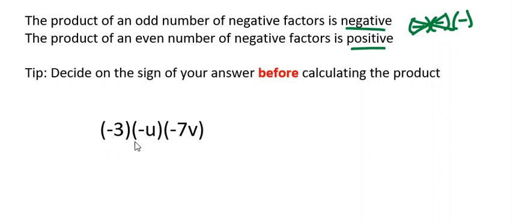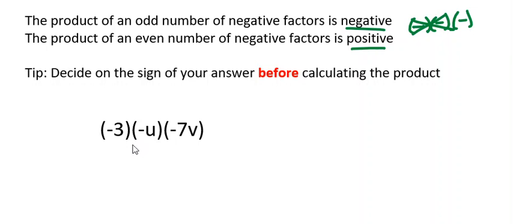Okay, so for example, here I've got negative 3 times negative u times negative 7v. And so you could say this is 3 things multiplied together, maybe 4 things if you count the negative 7 and the v separate. But definitely a bunch of things being multiplied together. We're going to have to think about how do we do that? How do we deal with the 3 and the 7 and the u and the v?